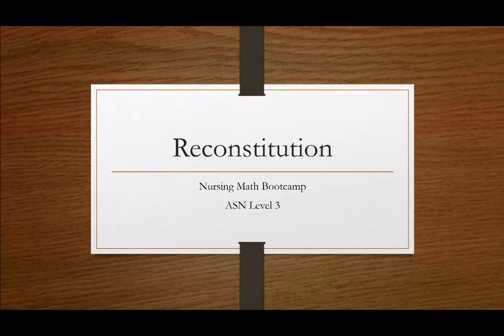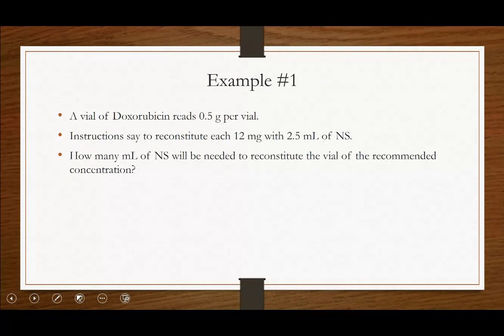Now let's look at some reconstitution problems where we're asked to make a mixture of a particular concentration. In the first example, we have a vial of doxorubicin reading 0.5 grams per vial. Our instructions say to reconstitute each 12 milligrams with 2.5 milliliters of normal saline. How many milliliters of normal saline will then be needed to reconstitute the vial at the recommended concentration?